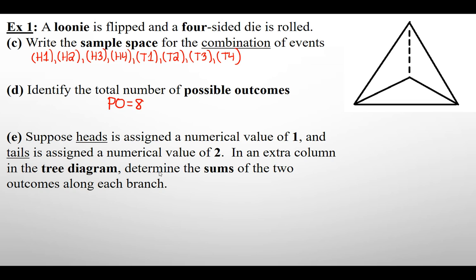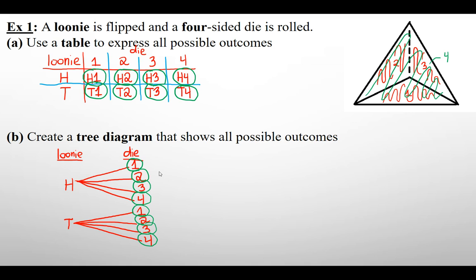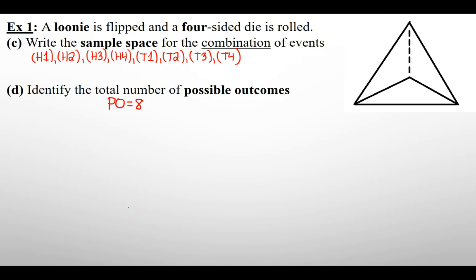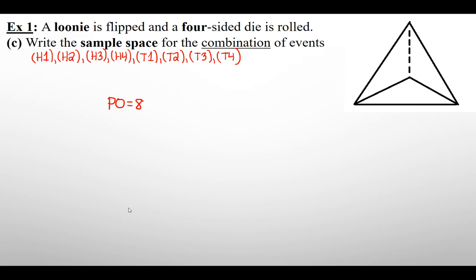Now it says, in an extra column in the tree diagram, determine the sums of the 2 outcomes along each branch. Okay, so let's go back to this previous tree diagram. What we're going to do is assign a value to heads and tails. We're only going to do this if the problem actually tells me to do it. Most of the time, it will not do that. So we're going to assign the number 1 to heads and the number 2 to tails, because the problem just tells me to do that.